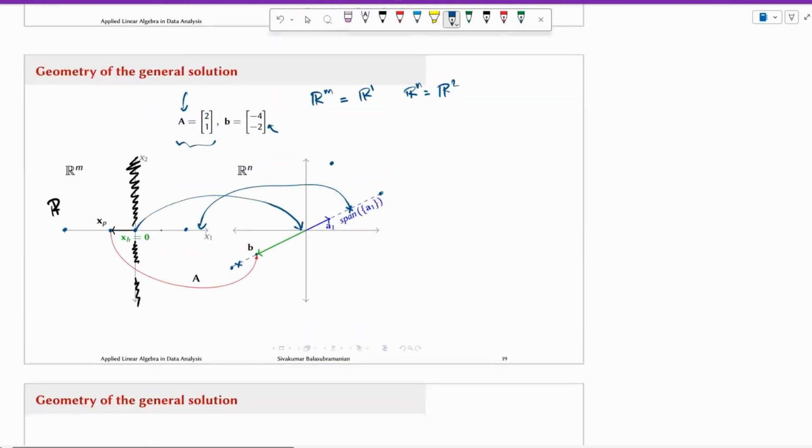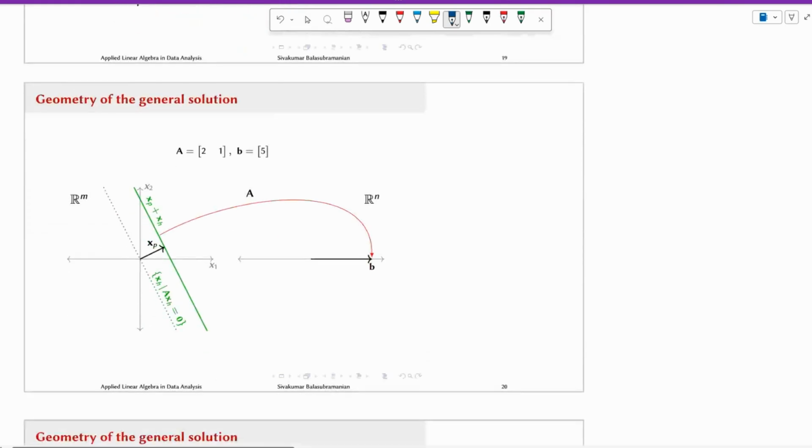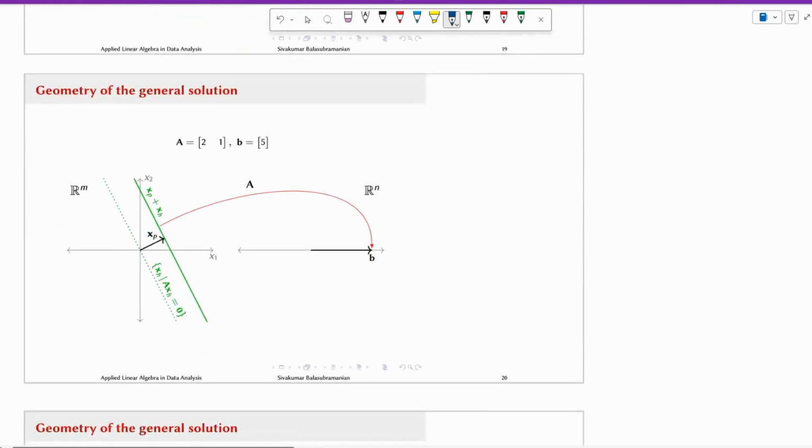So this is for a tall full rank case. Now look at the other way around. What if you had A which was fat? What is Rm here? Rm is R2 and Rn is R. So in this case, your input space is R2, and the output space is just R.